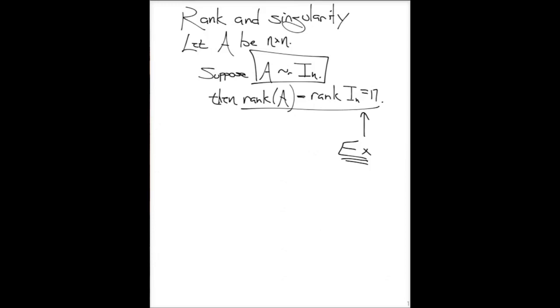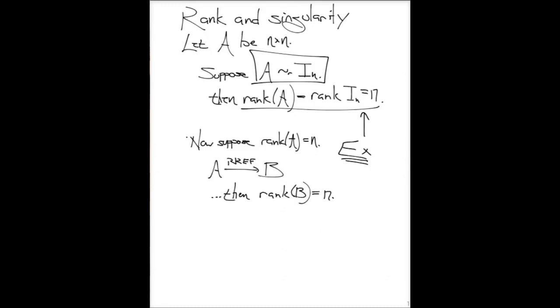Conversely, let's now suppose that the rank of A is equal to n. Now we can take A all the way down to reduced row echelon form, and let's call that matrix B. But now if B is the reduced row echelon form of A, then A and B are row equivalent, and therefore the rank of A is equal to the rank of B. And so if the rank of A is n, then the rank of B, the reduced row echelon form of A, is n as well. So now we have a matrix B, which is in reduced row echelon form and has rank n.